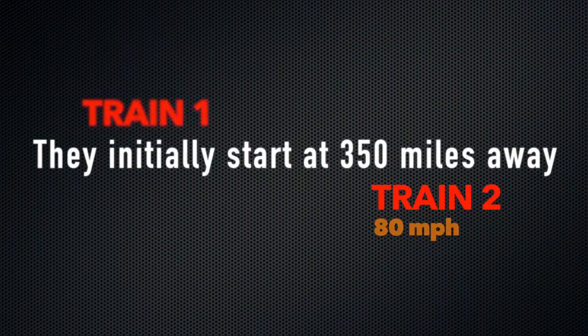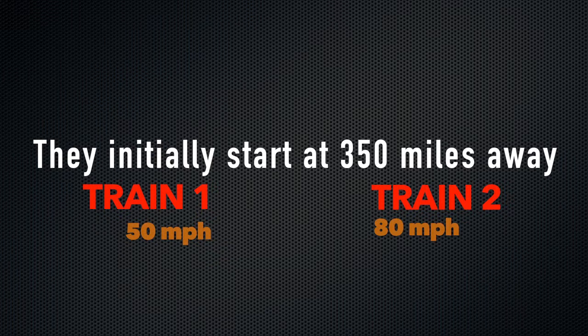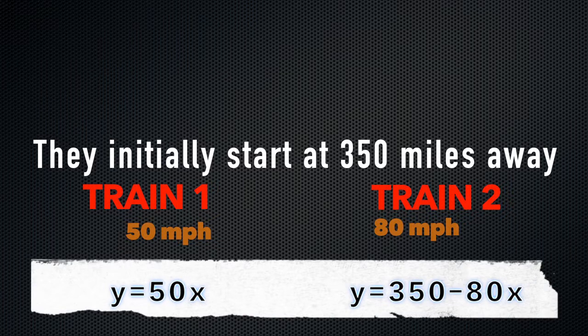Real-world applications can be modeled with multiple lines. If two trains travel toward each other, one at 50 miles per hour and the other at 80 miles per hour, and they initially start 350 miles apart, the two lines are y equals 50x and y equals 350 minus 80x. The point where the two lines intersect is the point where the trains meet.